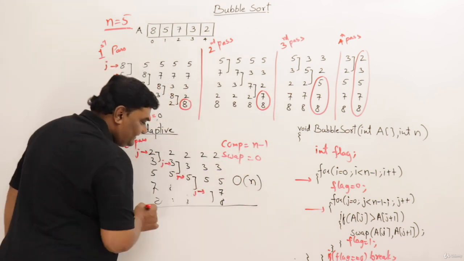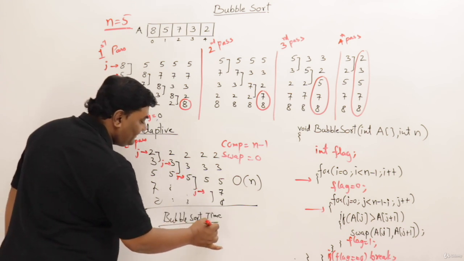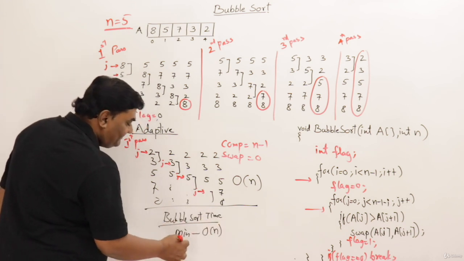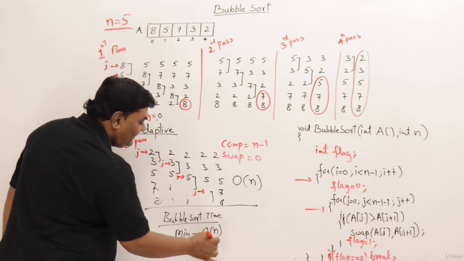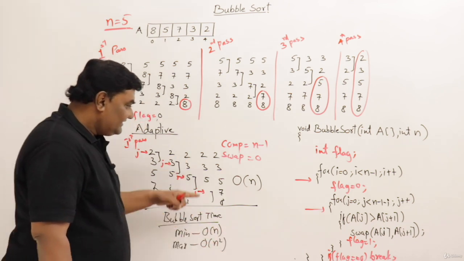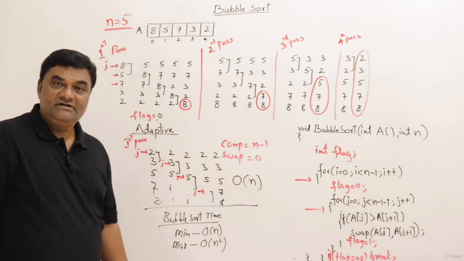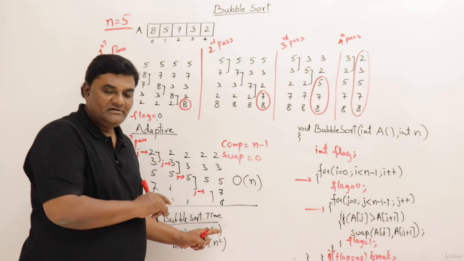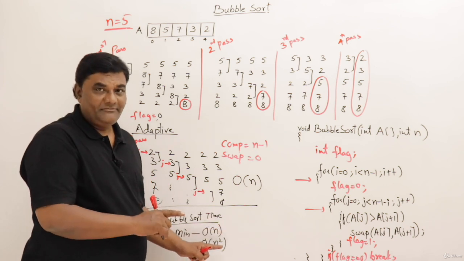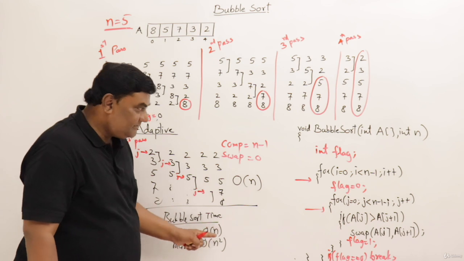So we can now say that the minimum time taken by bubble sort is order of n. The maximum time taken by bubble sort is order of n square. This n square we have already seen. Then order of n is what we are looking at now. It is taking order of n when? If the list is already sorted. So bubble sort has minimum time also, maximum time also. So if the list is already sorted, then it is taking minimum time.